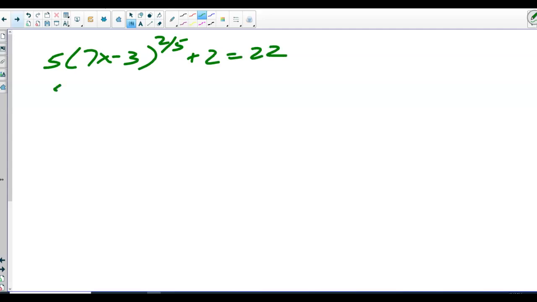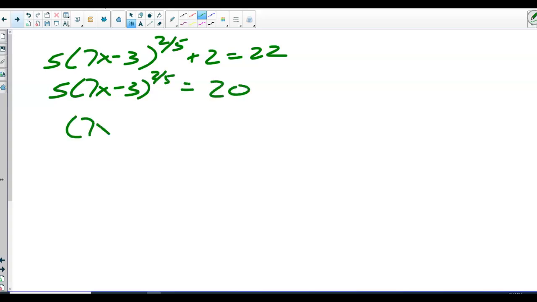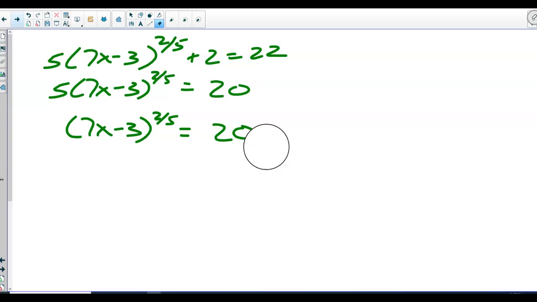For number 3, I need to get the parentheses raised to the 2/5 alone. We subtract 2. We divide by 5. And now, we divide by 5, we get 4, excuse me.